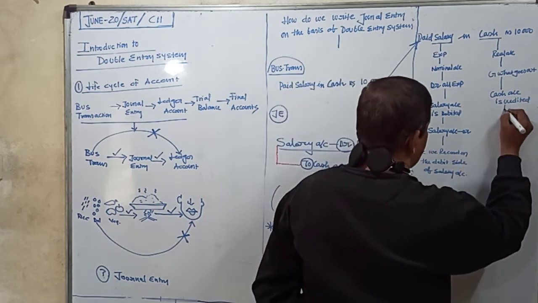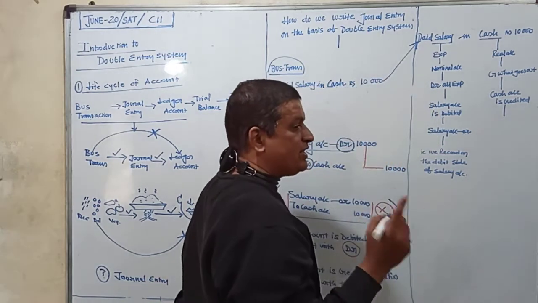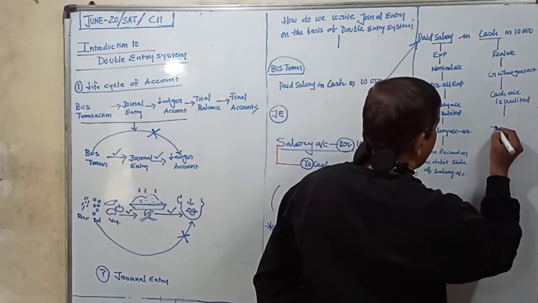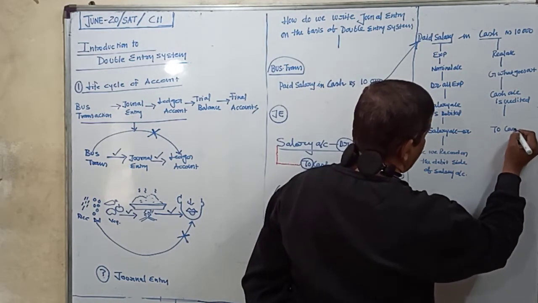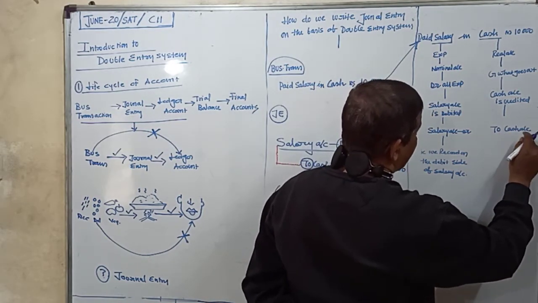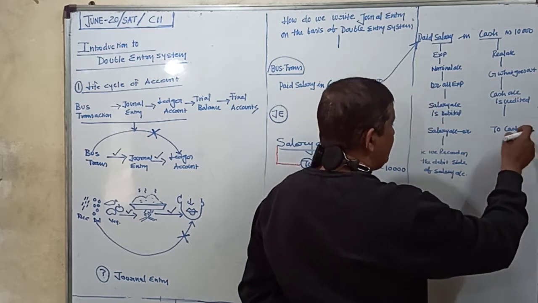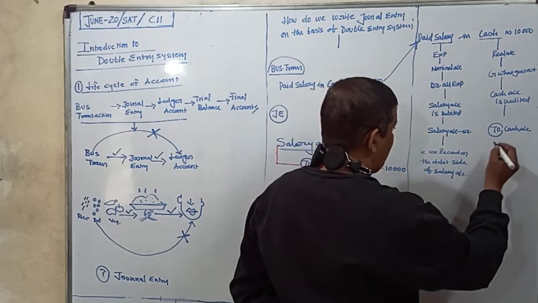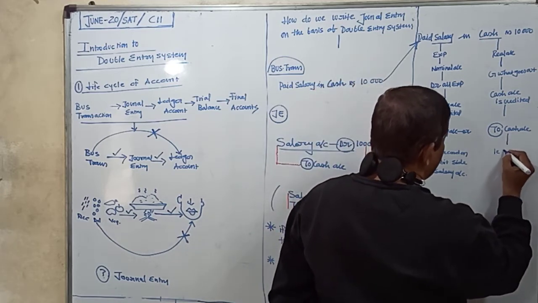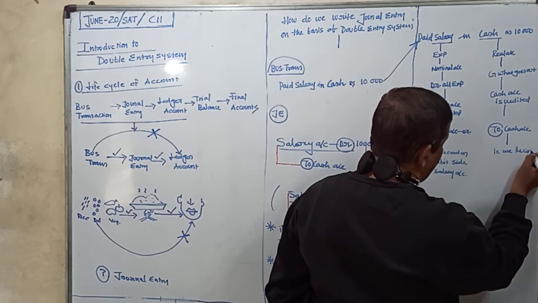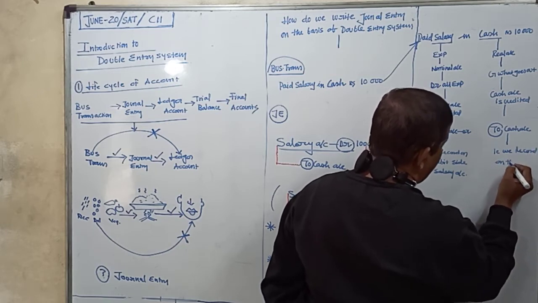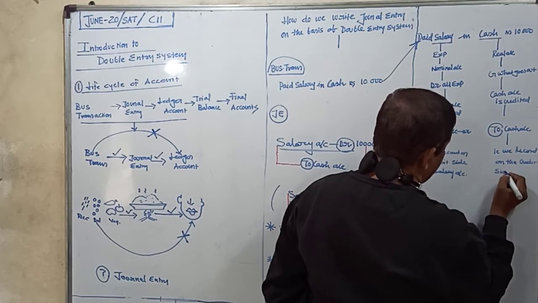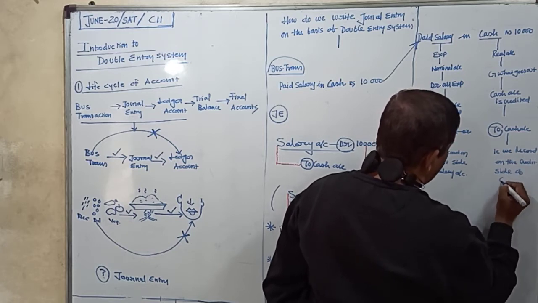What do you mean by cash account is credited? I said whenever an account is credited, prefix that account with the word to. So we write to cash account. If an account is credited, prefix the account with the word to. What does this mean? That is, we record on the credit side of cash account.